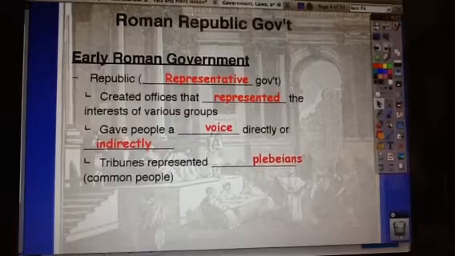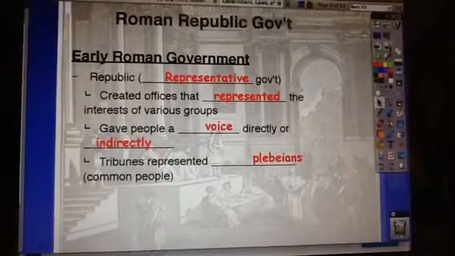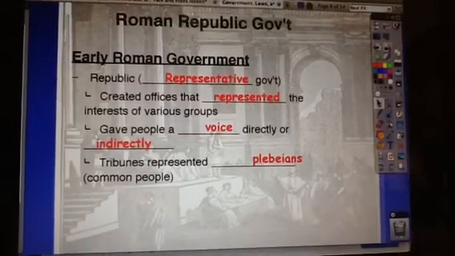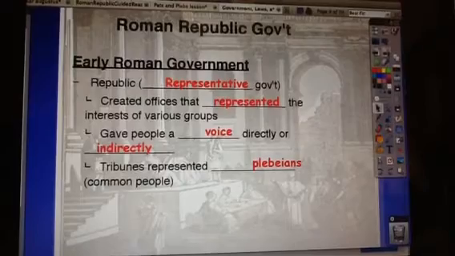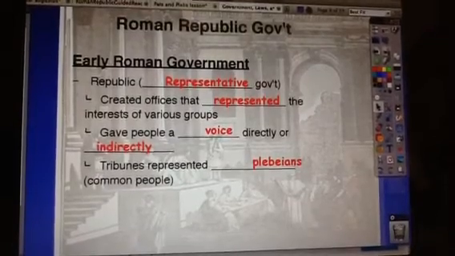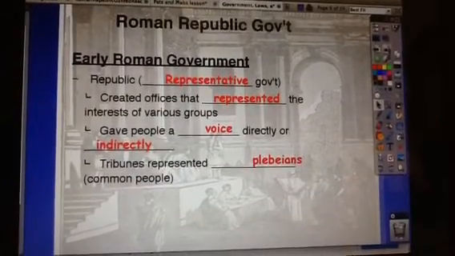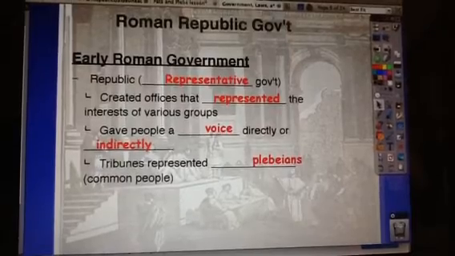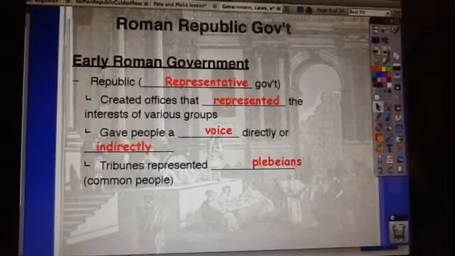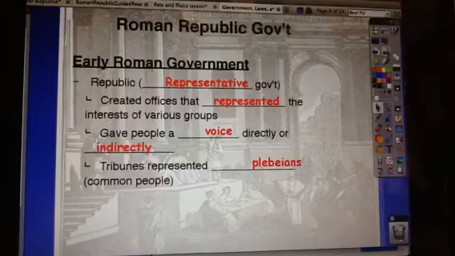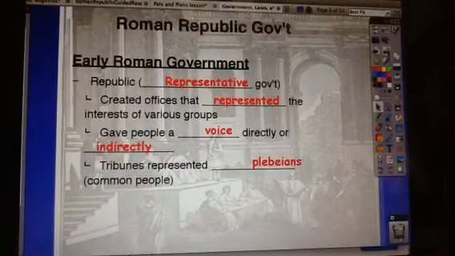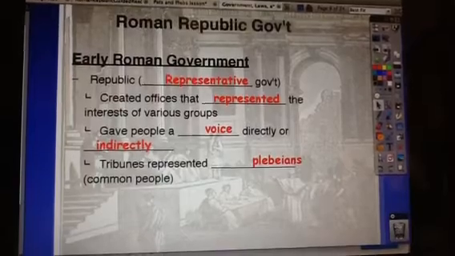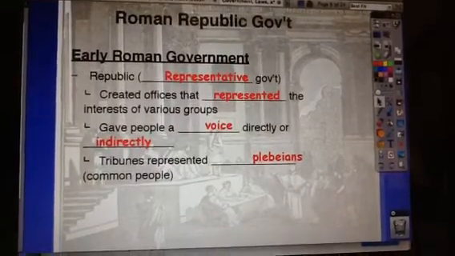It's very much like our government in America. It is actually modeled after the early Roman government, where like we vote on a mayor for our city. We hope that that mayor will go on to make decisions based on the way that we think because we voted on him because he thinks like us. Okay? They created offices that represented the interest of various groups. The Roman Republic gave people a voice directly or indirectly. Again, that goes back to that representative government.